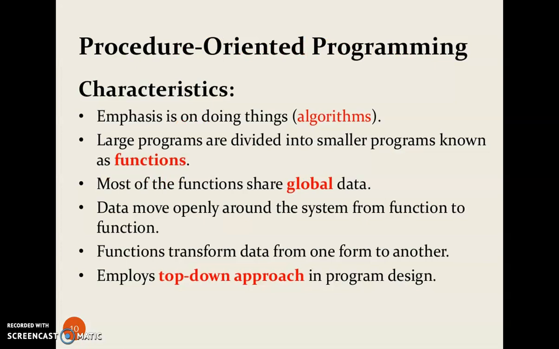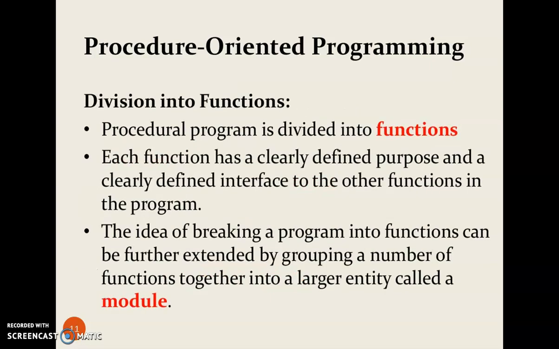Let's see the characteristics of procedure-oriented programming. Mainly it focuses on the algorithms. Large programs are divided into smaller programs known as functions. Most of the functions will share the global data. Data will move around the system from function to function. The functions transform the data from one form to another form. So this is called procedure-oriented programming, which uses the top-down approach in the program design.